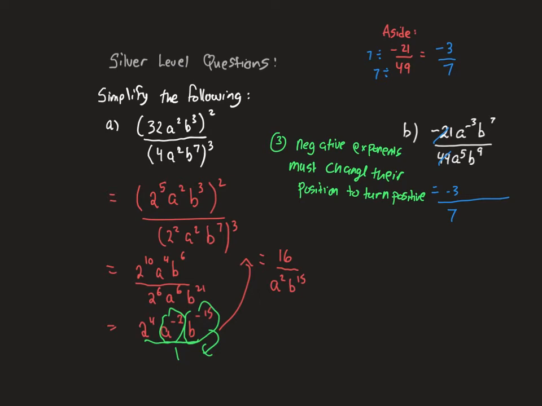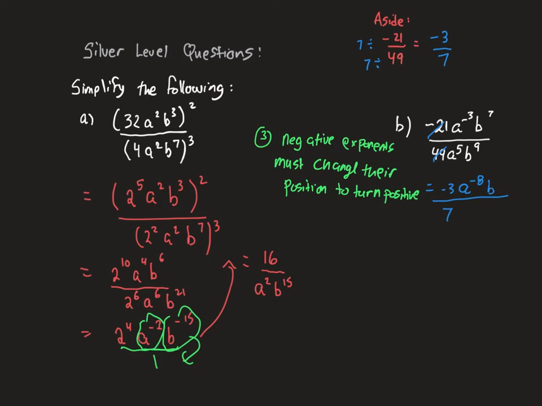So now I have a to the negative 3, a to the 5, so that's negative 3 minus 5, which is negative 8. And b, 7 minus 9, which is negative 2. Once again, these are negative exponents, so I'm going to be moving them down. So my final answer is going to be negative 3 over 7a to the 8, b to the 2. And that's it for the silver level questions.